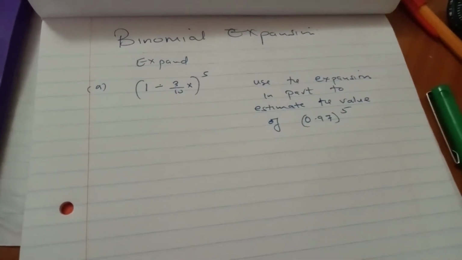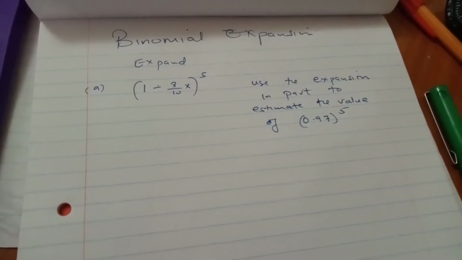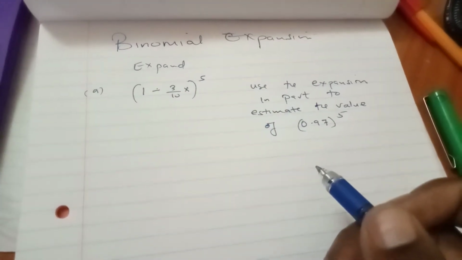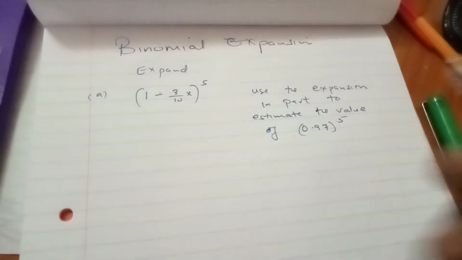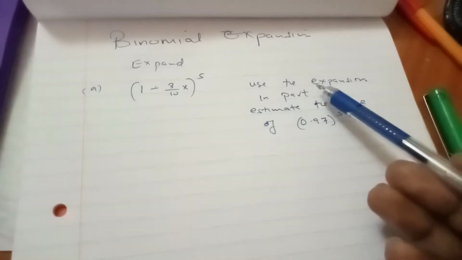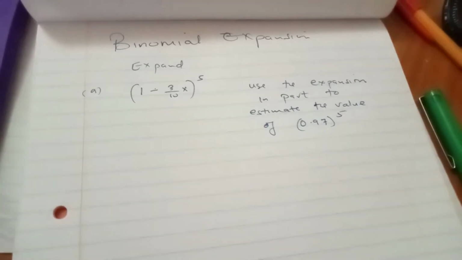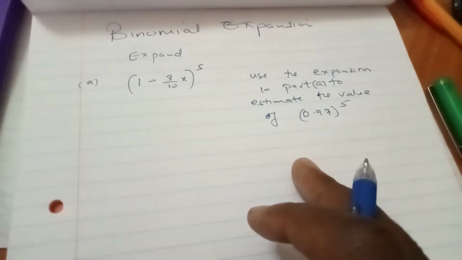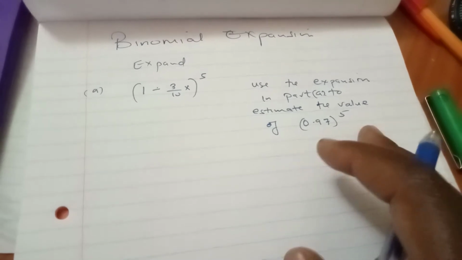So welcome to this video on binomial expansion. I want to take you through a question here which reads: 1 minus 3 over 10x to the power of 5. You're told to expand that, and then you use the same expansion in part A to actually estimate the value of 0.97 to the power of 5.